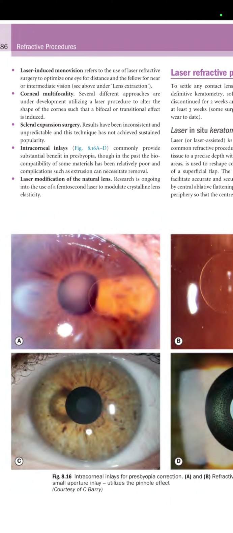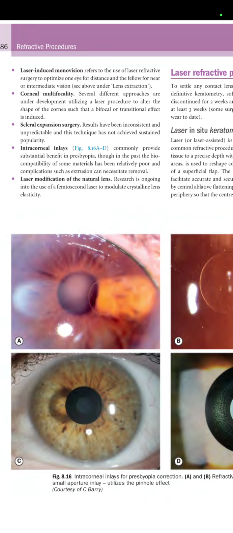Corneal multifocality. Several different approaches are under development utilizing a laser procedure to alter the shape of the cornea such that a bifocal or transitional effect is induced. Scleral expansion surgery results have been inconsistent and unpredictable, and this technique has not achieved sustained popularity. Intracorneal inlays commonly provide a substantial benefit in presbyopia, though in the past the biocompatibility of some materials has been relatively poor and complications such as extrusion can necessitate removal.